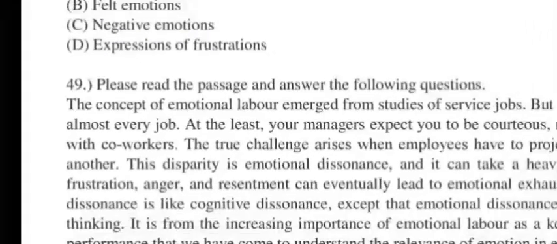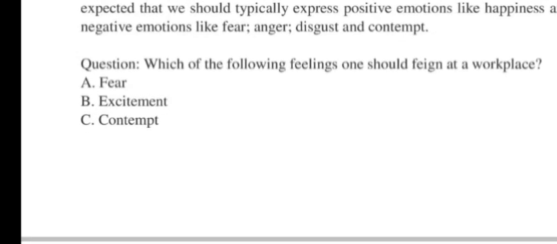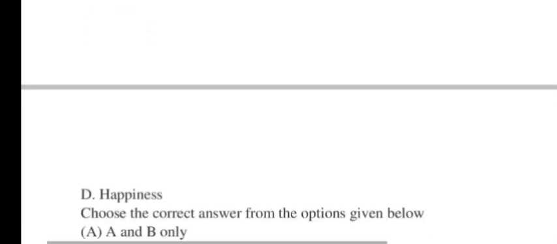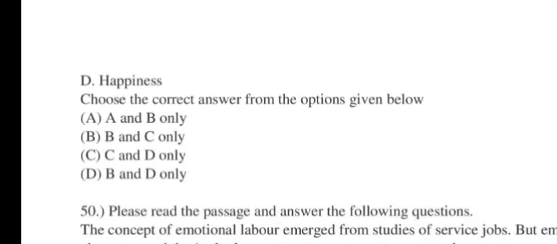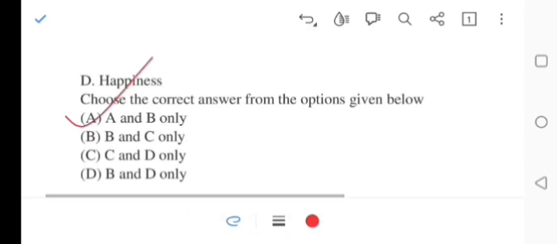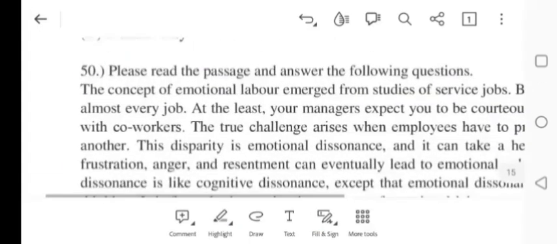49 says, which of the following feelings one should feign at a workplace? Fear, excitement, contempt, happiness. For 49, it will be A and B. A and B, it was fear and excitement. Last question.